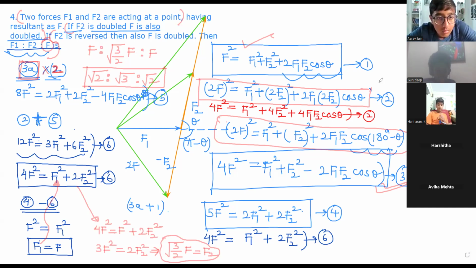So what did we get there? F square is equal to F1 square. We got this or not? After doing the subtraction, yes, we got F1 in terms of F. That was our motive. Okay. So we want F1 and F2 in terms of F.